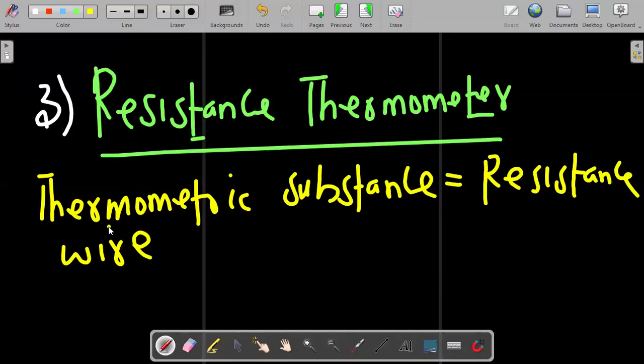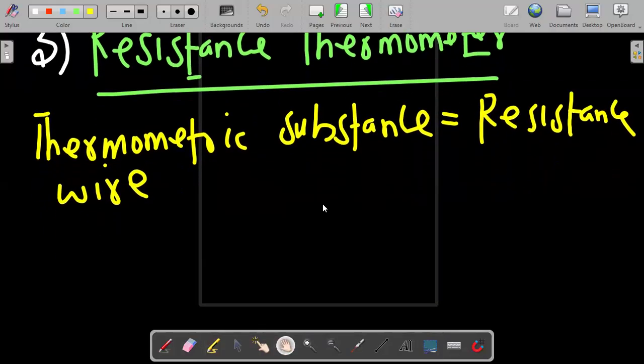Okay. Let me use our phones as an example. If you plug a phone for a long time, what happens if you touch the charger head or the wire? Okay, it gets hot. The temperature increases. Exactly, that's what they mean here. So the instrument to measure the temperature of the wire is what we call the resistance thermometer. It is used to measure the temperature of a hot electrical substance. So the thermometric substance is resistance wire.